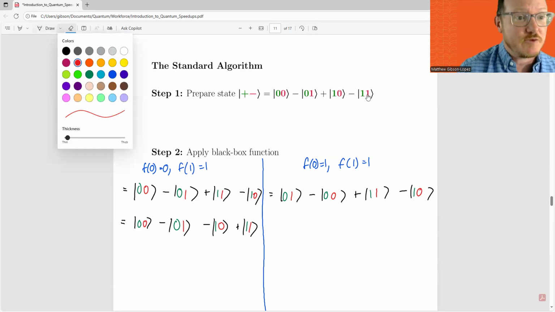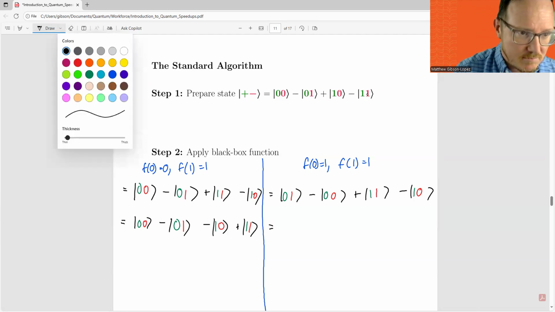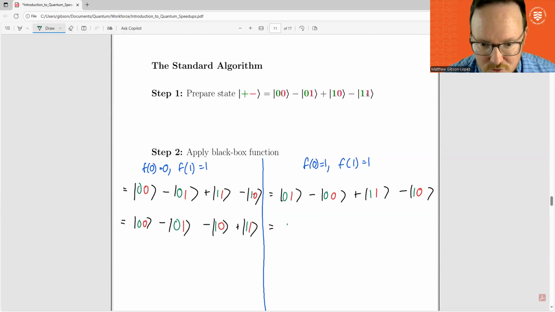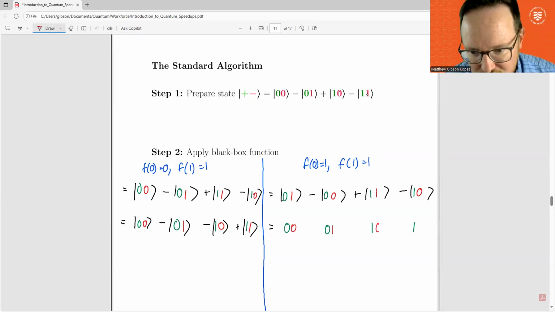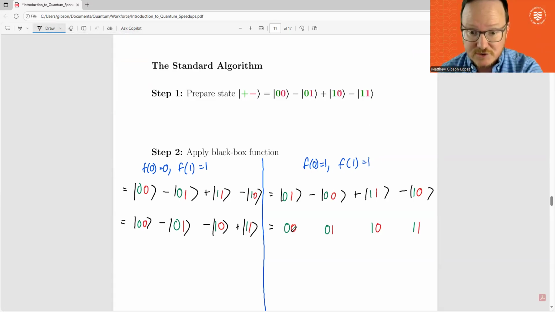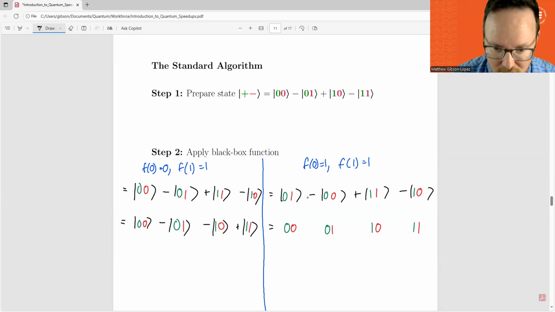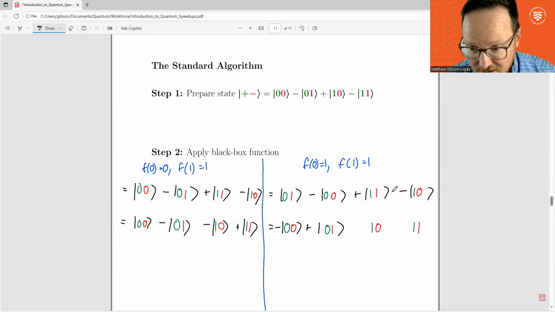So now I'm going to go back and rewrite the terms in bit string order. So 0, 0, 1, 1, and then 0, 1, 0, 1. But now I'm going to pay attention to the signs. What's 0, 0? 0, 0 sign is negative. 0, 1 sign is positive. 1, 0 sign is negative, and 1, 1 sign is positive.